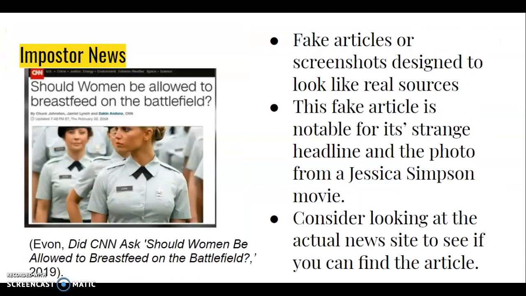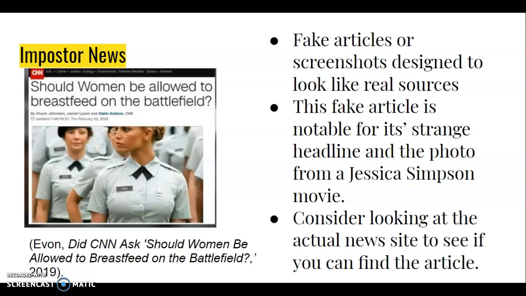This one is pretty close to what you would think of as fake news. These are fake articles, screenshots made to look like real news sources. This particular article is really notable for its strange headline and its photo. That is not a picture of real women in the military.